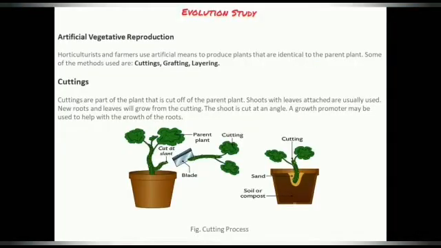Artificial vegetative reproduction. Horticulturists and farmers use artificial means to produce plants that are identical to the parent plant. Some of the methods used are cuttings, grafting, and layering. Now, what are cuttings? Cuttings are a part of the plant that is cut off of the parent plant. Shoots with leaves attached are usually used. New roots and leaves will grow from the cutting. The shoot is cut at an angle. A growth promoter may be used to help with the growth of the roots.